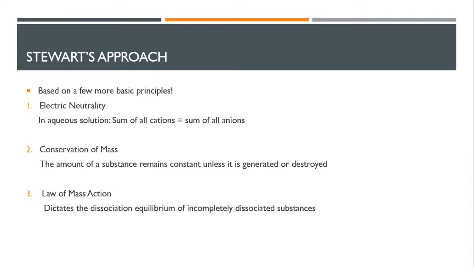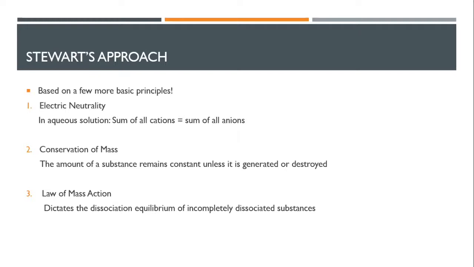The second theory is the conservation of mass. So the amount of a substance in equilibrium must be the same at all times unless it is generated or destroyed. So unless you add more of the substance or you take it away, the amount of the substance there has to be the same at all times. Not necessarily the concentration, sorry, it's the amount of the substance.